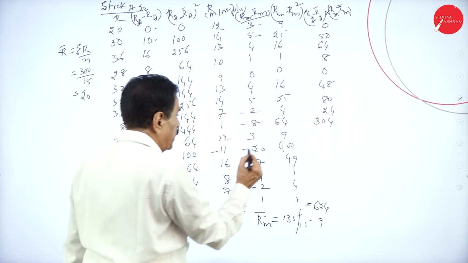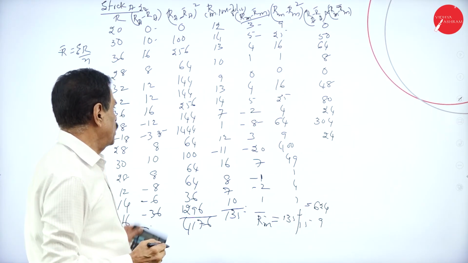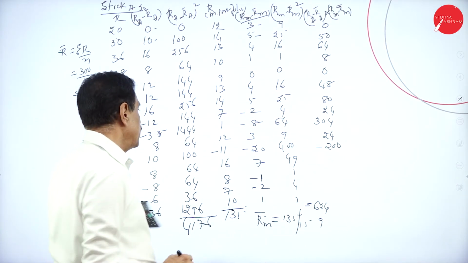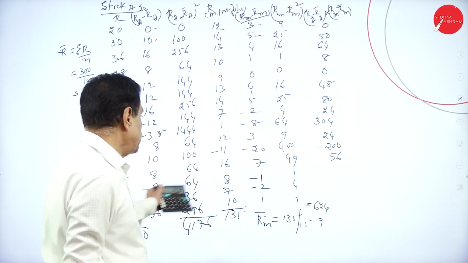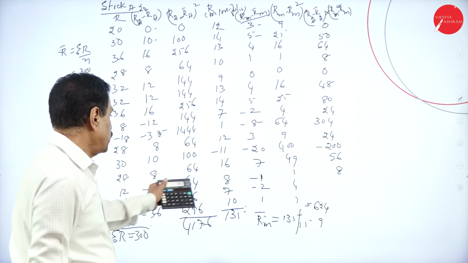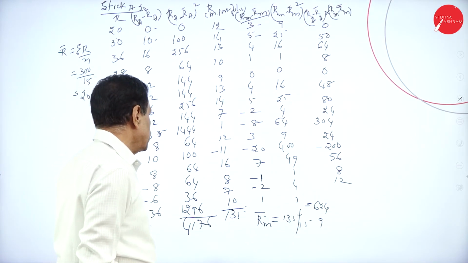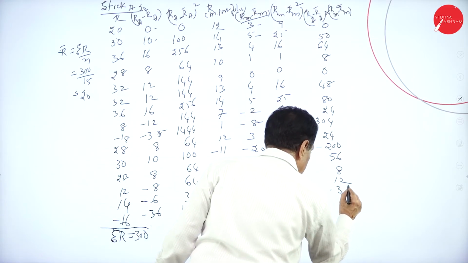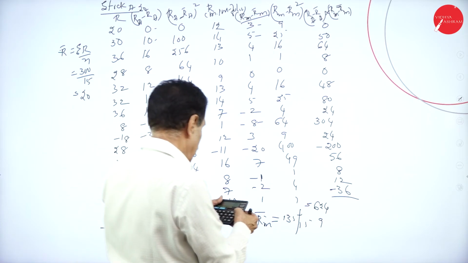8 into 3, 24. 10 into 20, minus 200. 8 into 7, plus 56. Minus 8 into 1, minus 8. Minus into minus, plus: 6 into 2, plus 12. 36 into 1, minus 36. Add the figures.